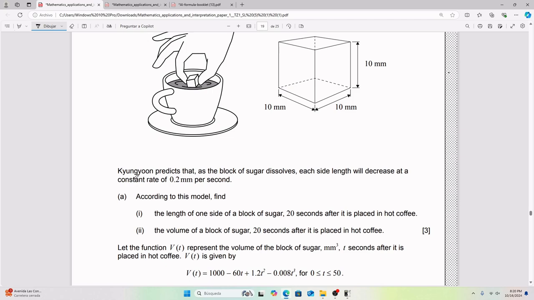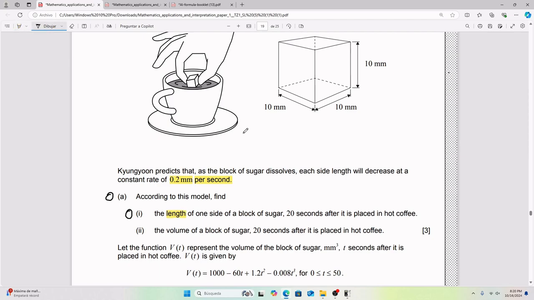So Kyung-yoon predicts that as the block of sugar dissolves, each side length will decrease at a constant rate of 0.2 mm, and this is important, per second. And so for part a-i, we need to find, according to this model, the length of one side of a block of sugar 20 seconds after it is placed in hot coffee. So it's specifically after 20 seconds how long the length of one of these sides ends up being, right?